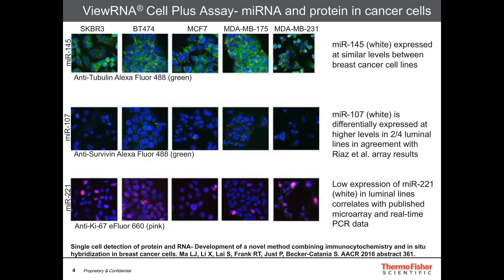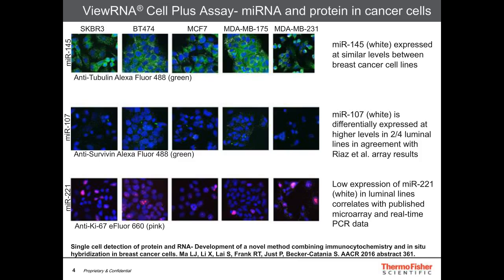And then, so overall, what we see as a whole is a low expression in luminal cell types, which are the 4 cell lines on the left. And then on the right-hand side, the MDA-MB231, we see a much higher expression of more than 20 copies per cell. And this really correlated well with the microarray and real-time PCR data that we saw for miR221 in the literature. So overall, the results from this assay are very consistent with the published microarray and real-time PCR data.